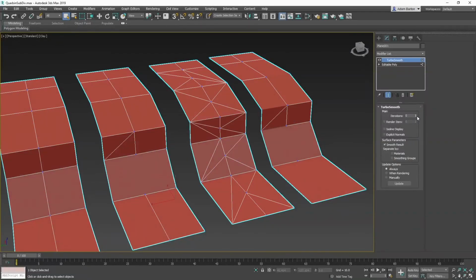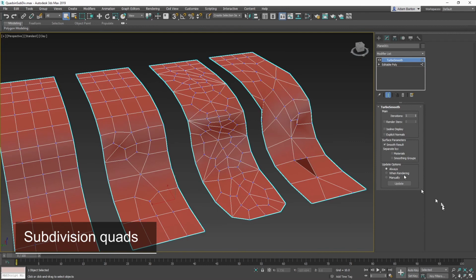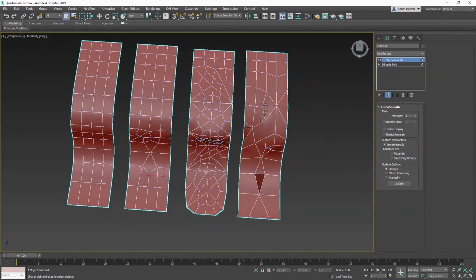Another important point to note is that when you add a subdivision, in most algorithms it will typically convert everything to quads. So even though this was originally made out of triangles, and this was an n-gon, and this was made out of n-gons, when we look at it, you can see that now everything is made out of quads.